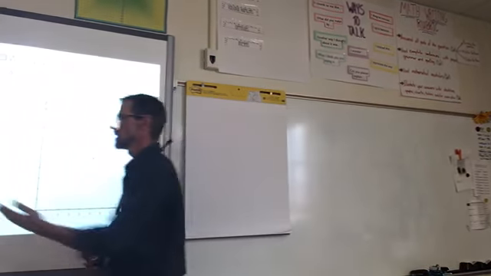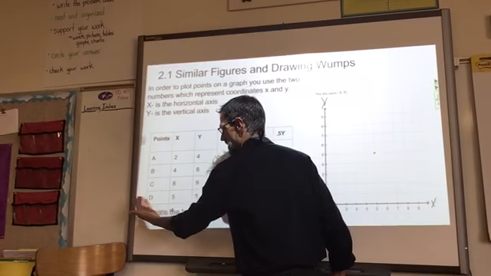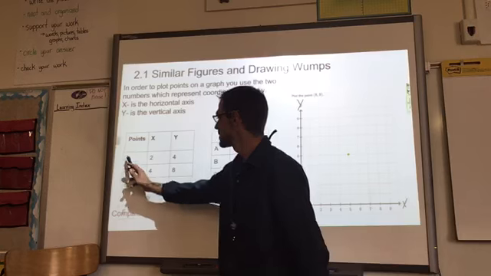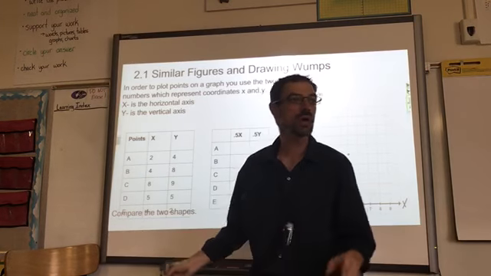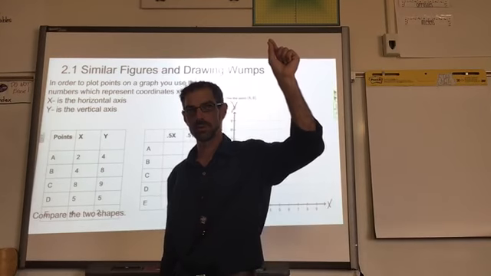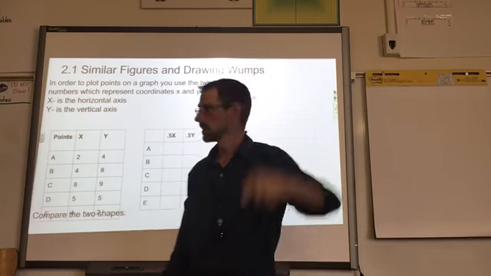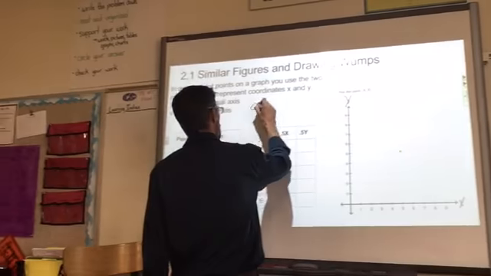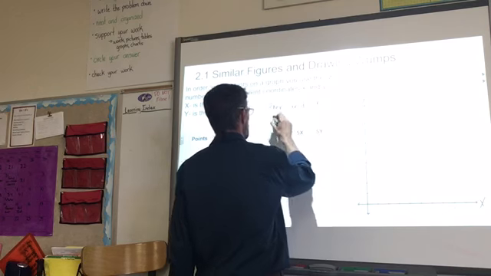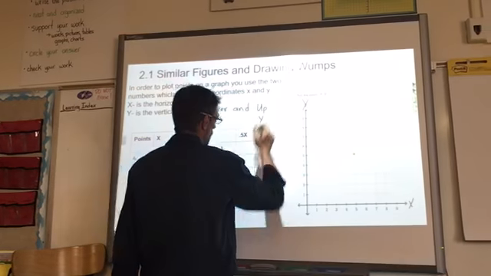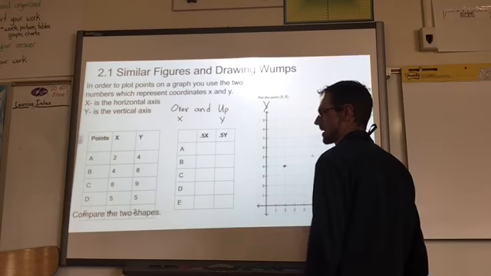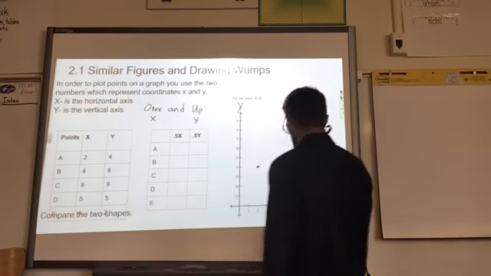Plotting these points. I have point A, B, C, D, and E. I don't know why it doesn't do that on my computer, but it's doing it up here. So A is 2, 4. This is what it always means in coordinate points: go over so many and up. So I want you to write over and up. And you can put an X under over and a Y under up. So I go over 2, up 4. Make a dot. B, go over 4, up 8.